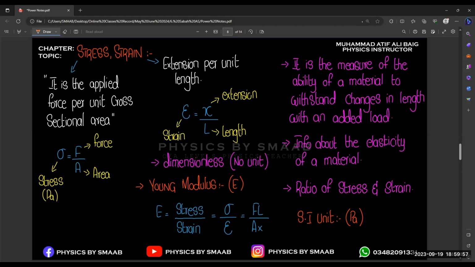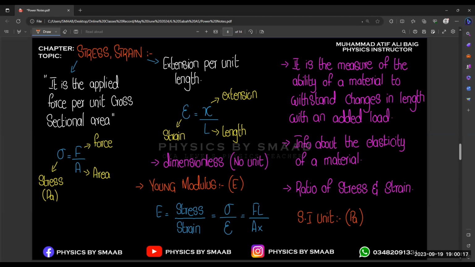Clear? Any confusion in this concept? No. Okay. So these are some new concepts in this chapter of elastic deformation.